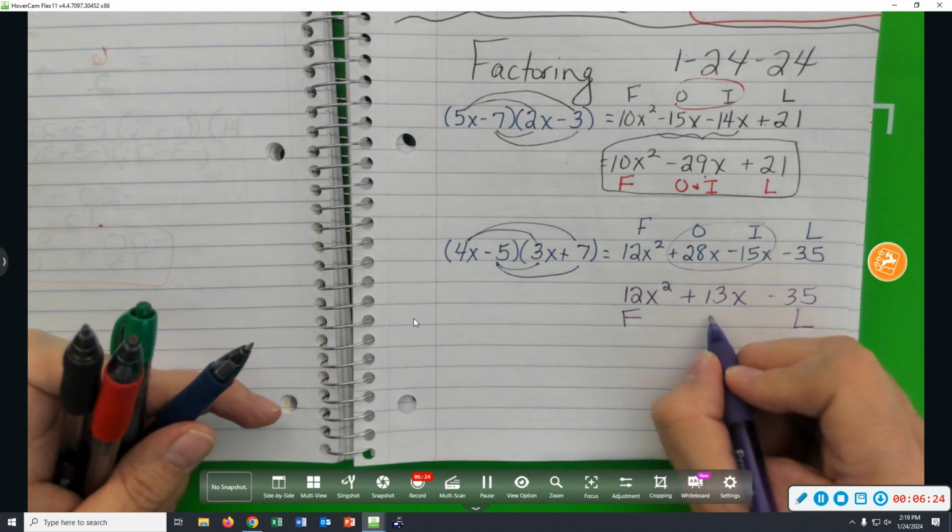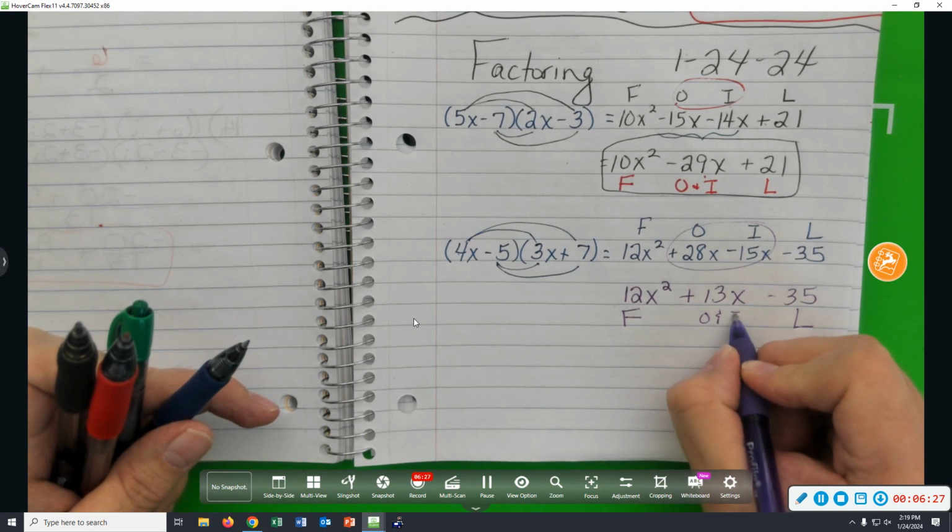This middle term is the outer and the inner.